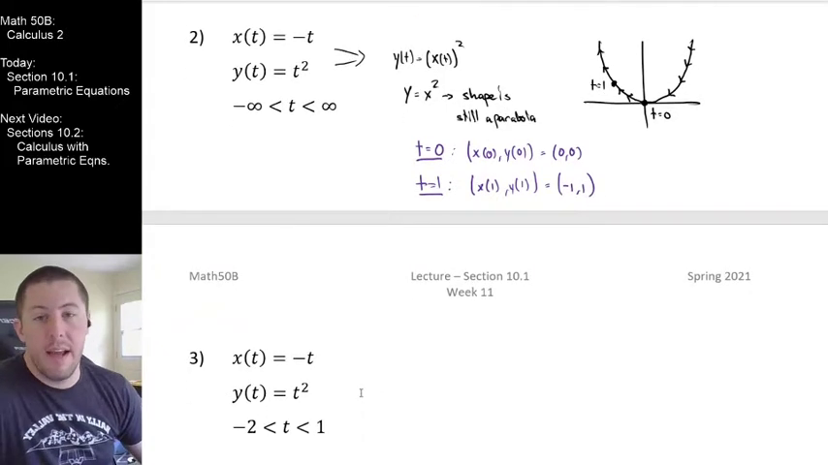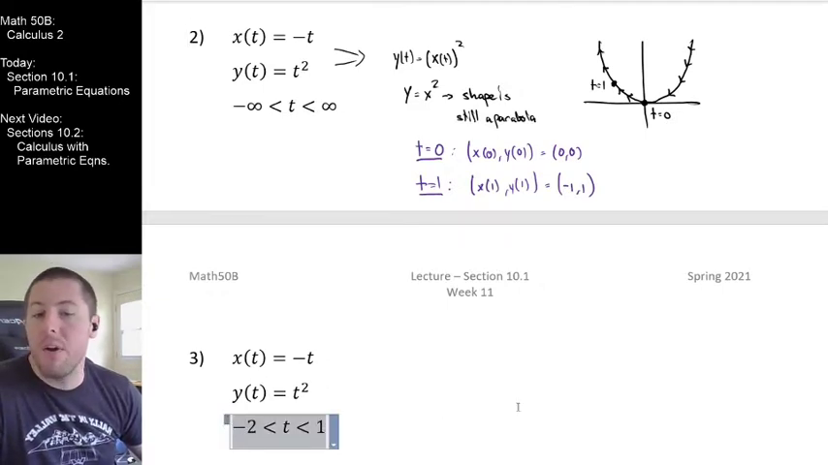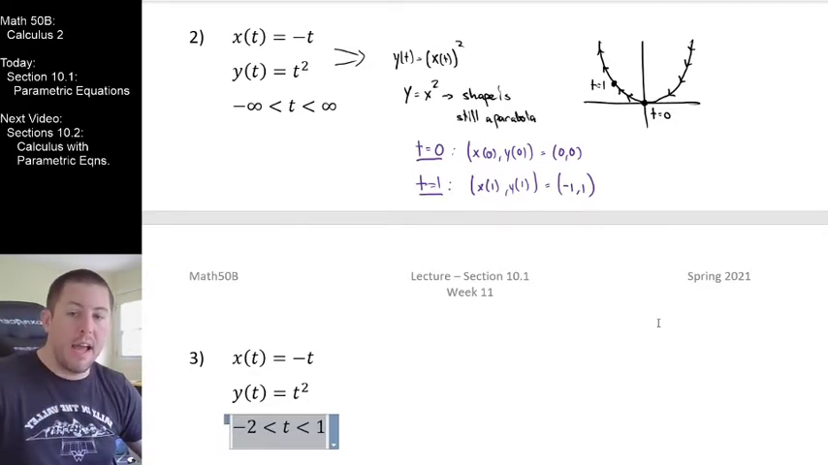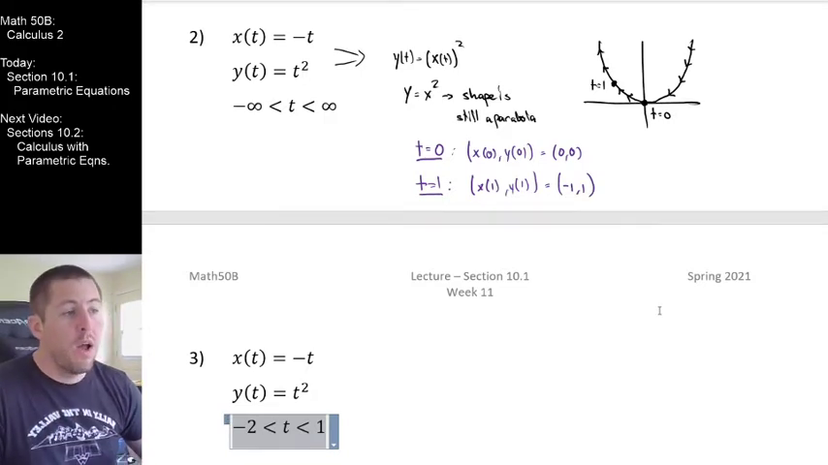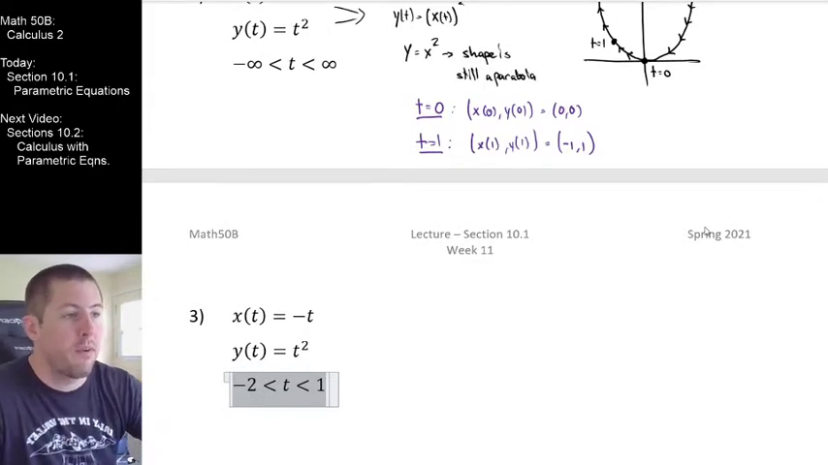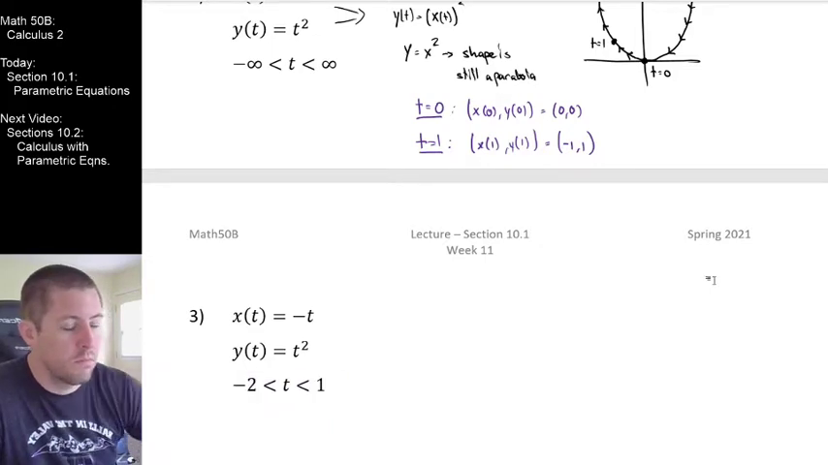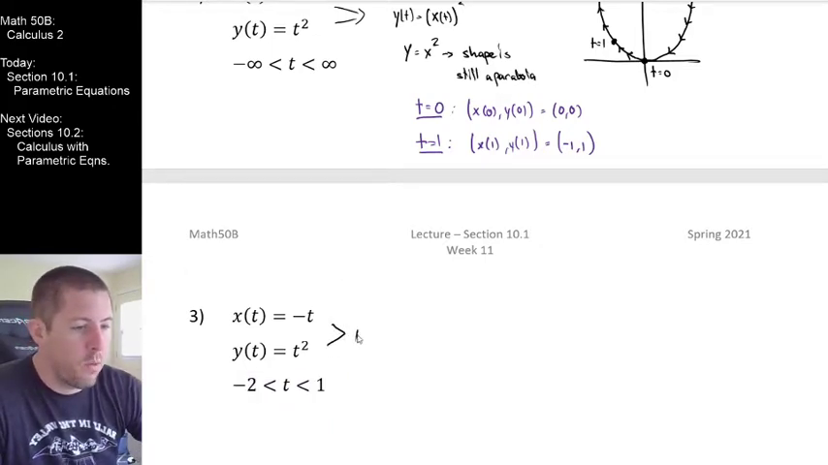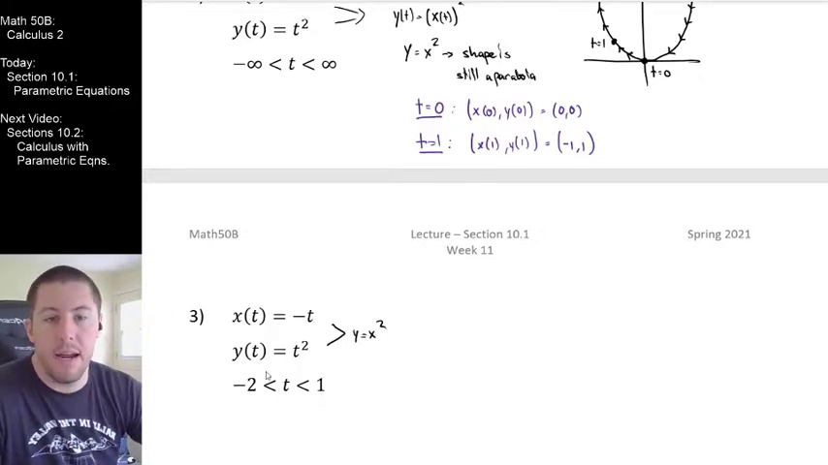So now let's look at our third example, and let's recognize that it is almost identical to the second example. But our one difference is I'm now no longer giving us an infinite time span. We're now looking at time going from -2 to +1. So what I already know about this graph is that it is going to look like a parabola. I know that I'm going to get my y equals x squared relationship, but we're only doing this for a finite amount of time here.